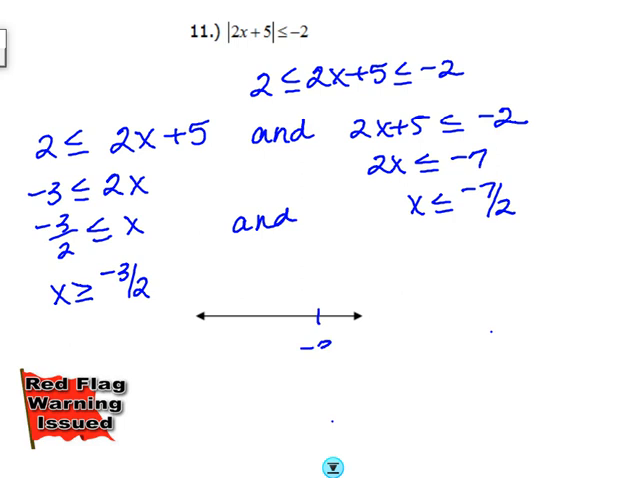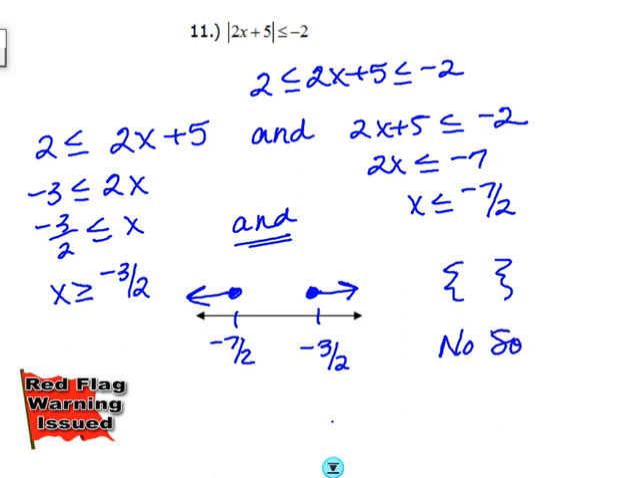So we have that x is greater than or equal to -3/2, and x has to be less than or equal to -7/2. Well, notice here there's no intersection. Ands have to intersect. They have to cross each other, and there's no intersection here. So that's why our answer here is the empty set, or no solution. Because there's no single value that's going to make both of those true.